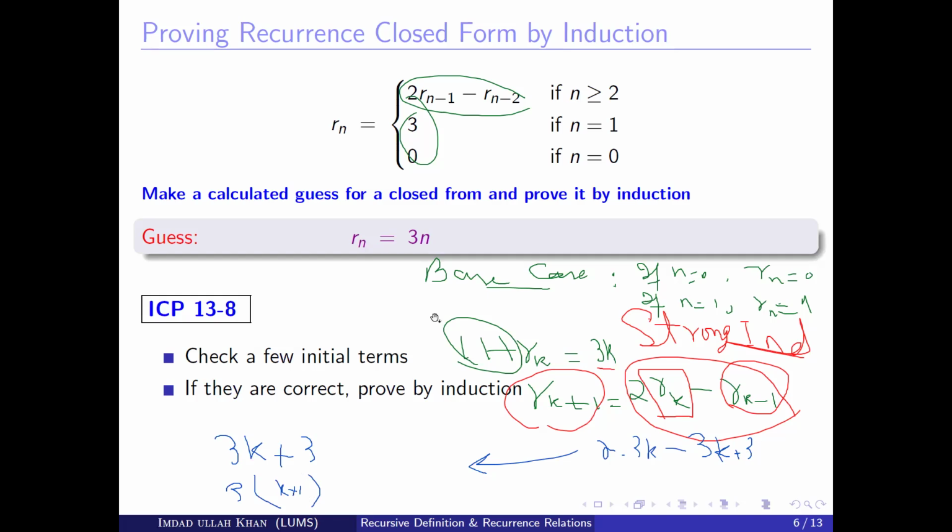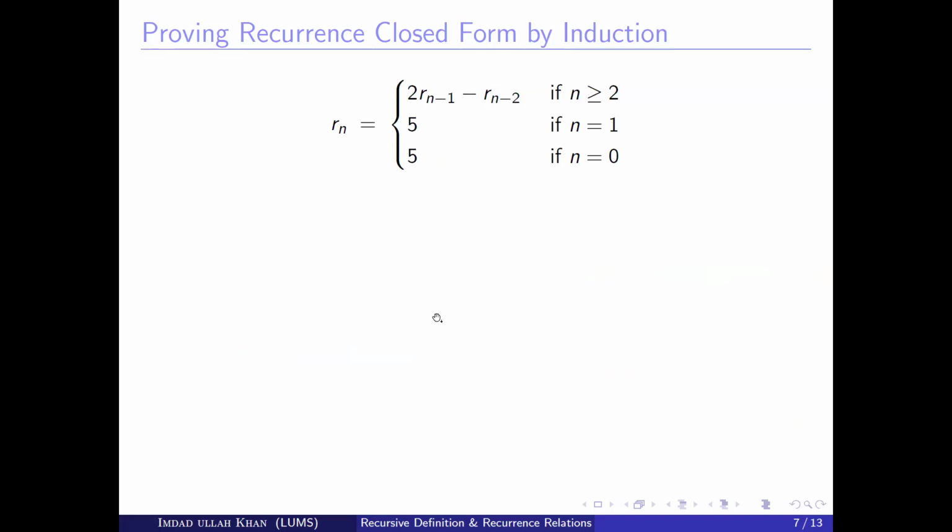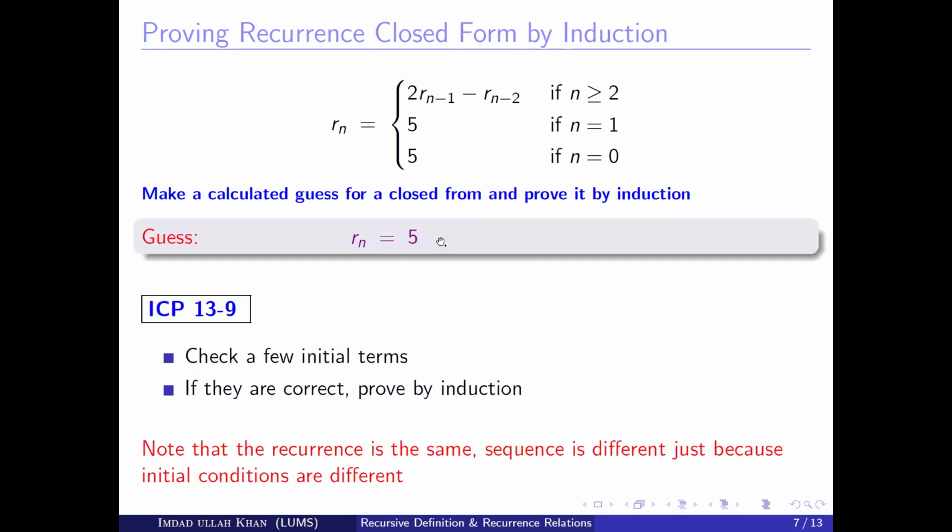Okay, this is another example, somewhat very similar. Over here, our base cases are different. So make a closed guess. After observing the first few terms, we made a closed guess, and that is that Rn is 5. So check a few initial terms. If they make sense, prove it by induction. I will leave it for you, do it on your own. Pause the video over here, solve it by using induction. You might need strong induction again. The important observation over here is that the recurrence is the same, but the sequence is significantly different because of the change in the initial conditions.